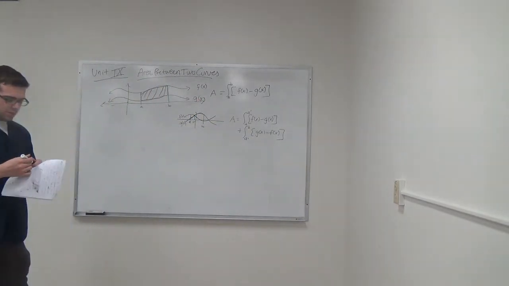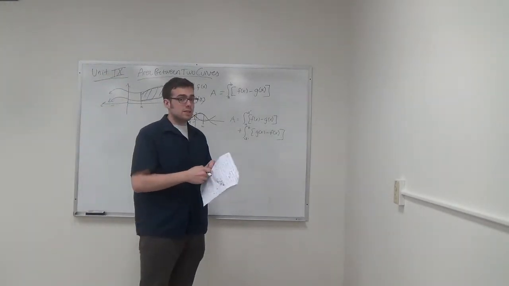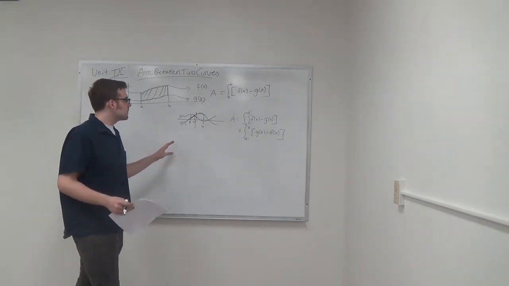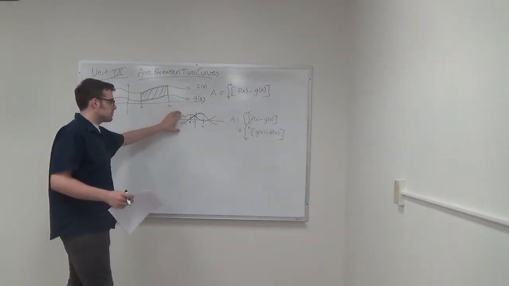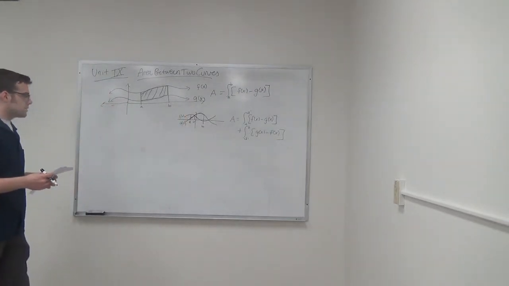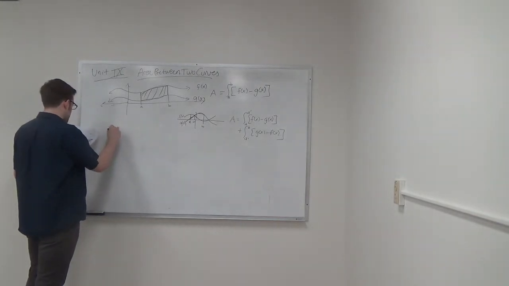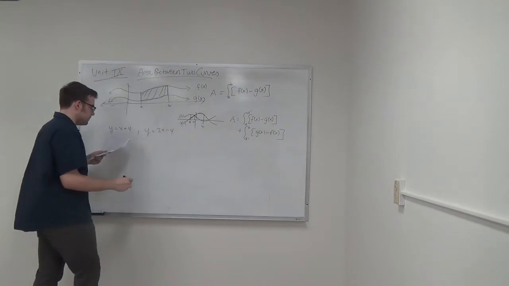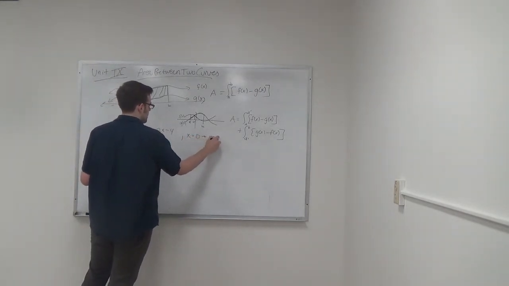So this example is going to be a very simple example where we really don't have to do much, but we get to get experience using this as well. So here we're finding the area between y is equal to x plus 4 and y is equal to 2x minus 4 from x is equal to 0 to x is equal to 8.